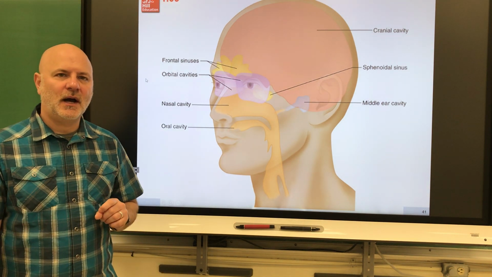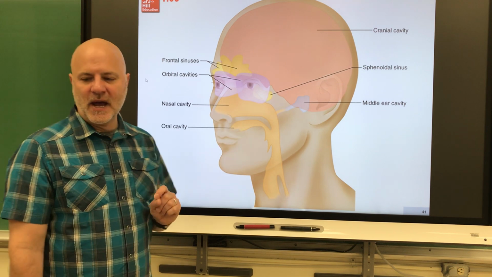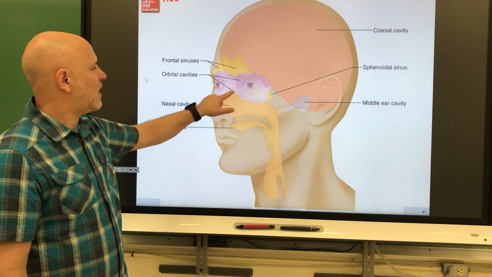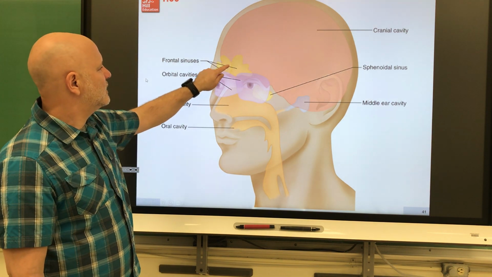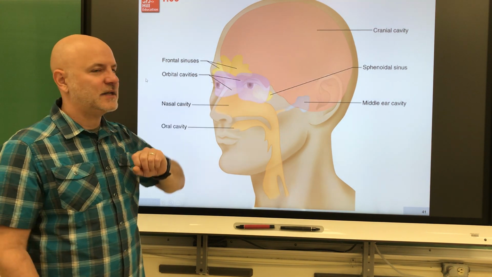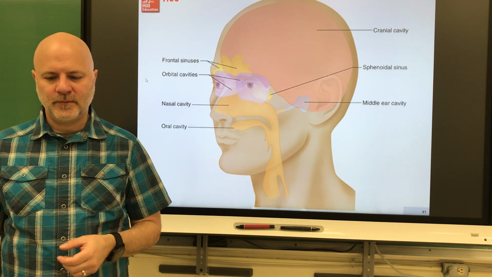Most of these are in the head. One is the oral cavity, which we typically think of as our mouth. Next is the nasal cavity there. It's behind the nose. All right, we have sinuses. They're showing a couple sinuses here. There's another sinus there. These are hollow cavities within cranial bones.